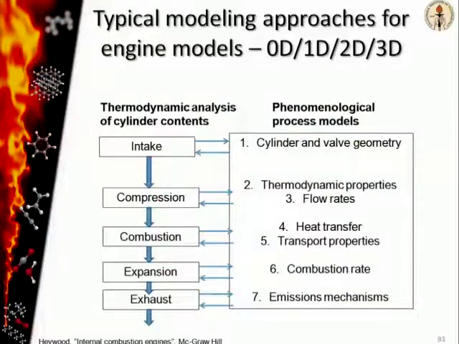So what you do is you go through the different engine processes, such as intake, compression, combustion, expansion, and exhaust, and you put in data from models for other things that feed into the cycle, such as the thermodynamic properties of the fuel-air mixture, the heat transfer from the gas to the wall, the combustion rate, emissions, etc. You feed all this information into your zero-dimensional model, and it allows you to predict the power output and efficiency of the cycle.